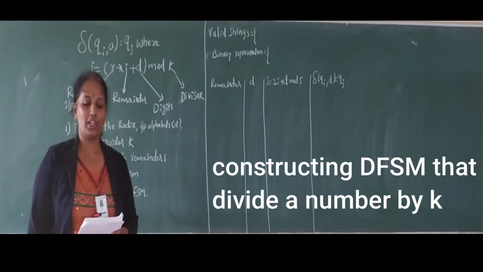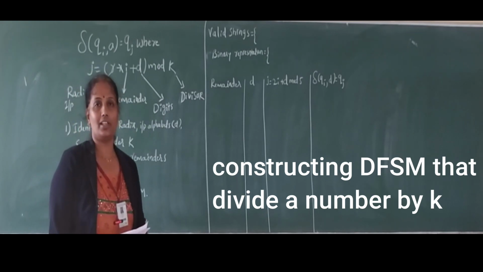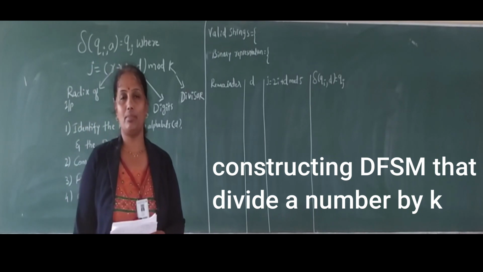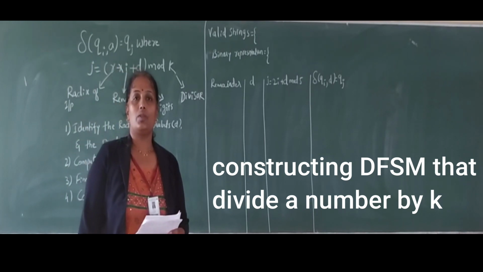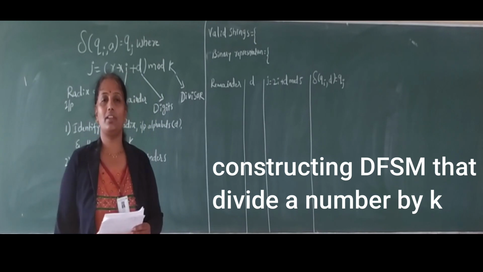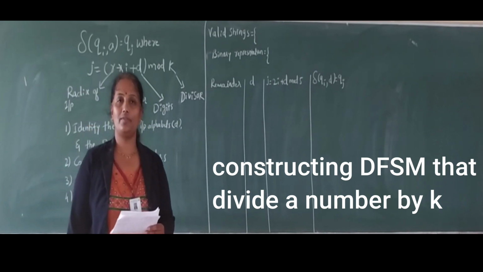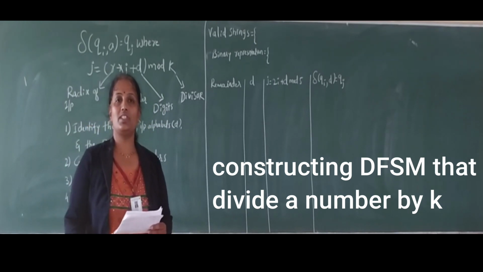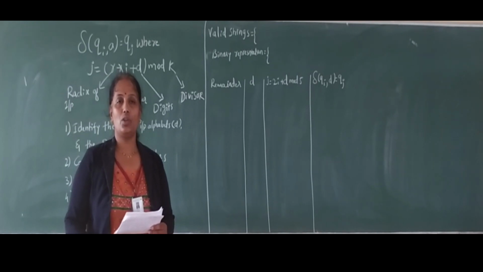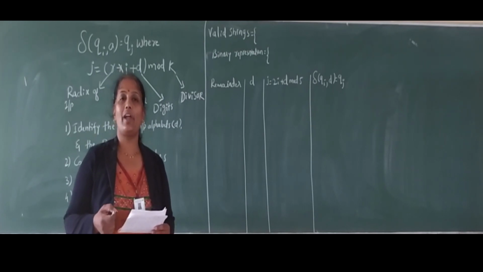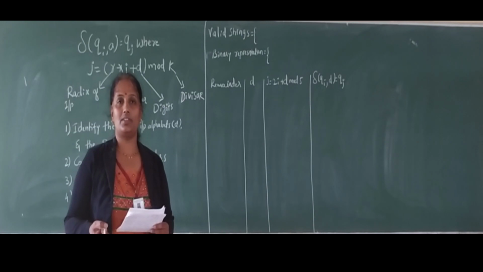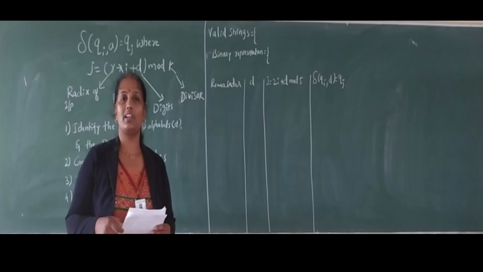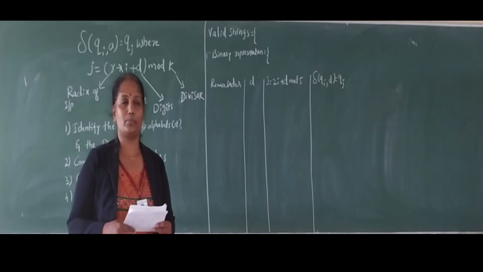Hello students, today we discuss a method of constructing the DFSM that divides a number by k. So you get questions where they ask you to find the DFSM which is divisible by some k value. To construct such a DFSM, you are going to use a special relation to find the next state after accepting the input symbol from the current state. Check out the relation and the steps for this.